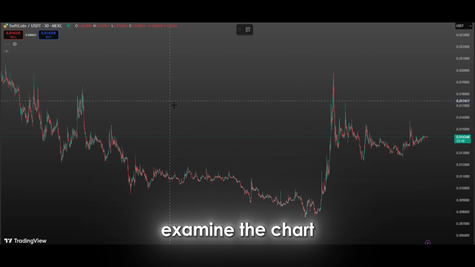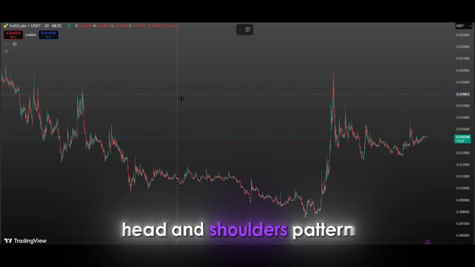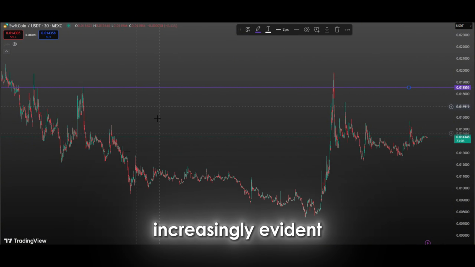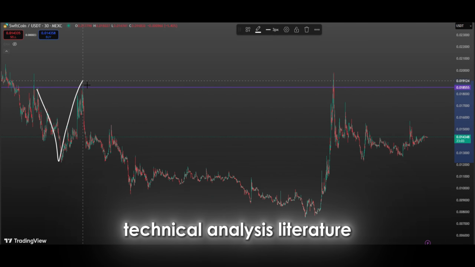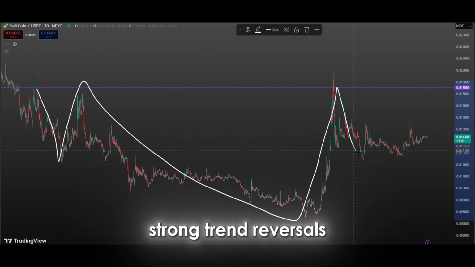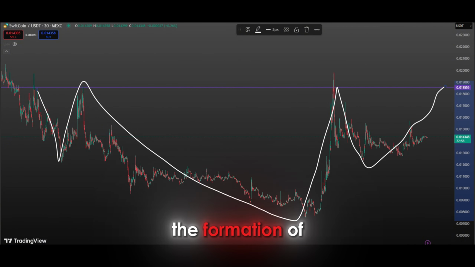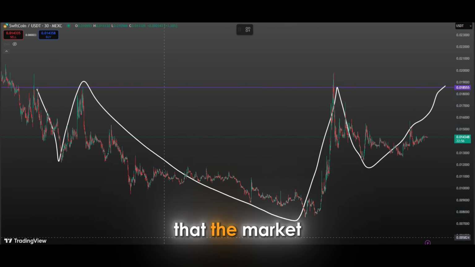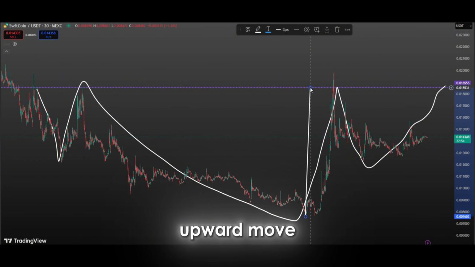When we closely examine the chart, we can clearly say that we are facing an inverse head and shoulders pattern that is becoming increasingly evident. This pattern is a significant structure frequently seen in technical analysis literature and is often a signal of strong trend reversals. Especially after a prolonged downtrend, the formation of such a pattern is one of the signs that the market may be preparing to break free from downward pressure and initiate an upward move.